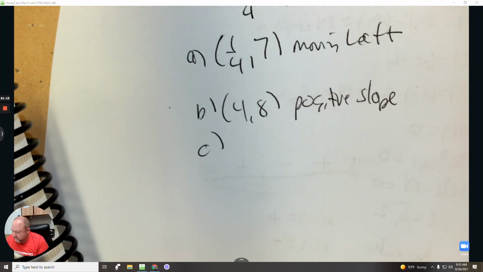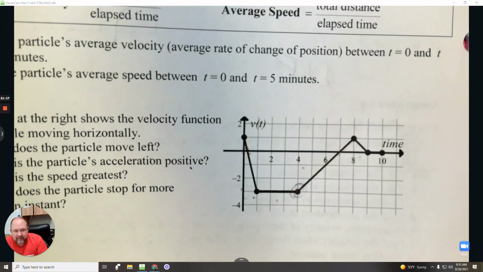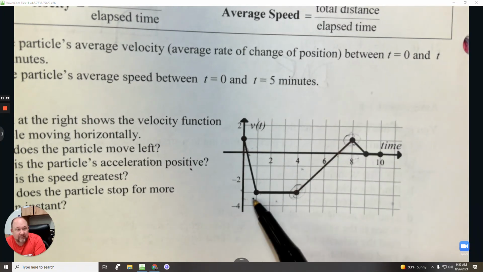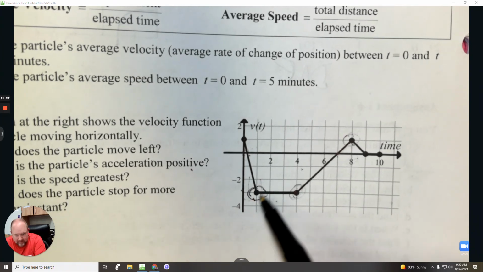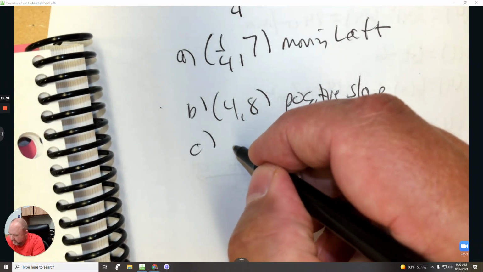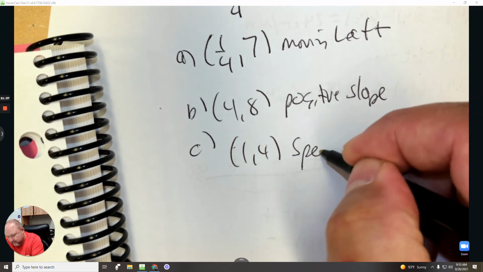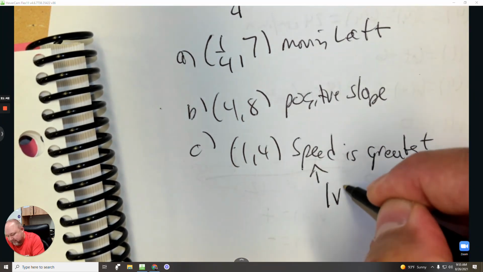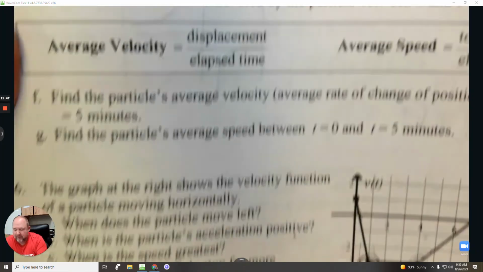And then C, when is the speed the greatest? So speed is the absolute value of velocity. So here we have the answer 1. Down here we have the answer -3. But the absolute value of that makes it +3. And that's when the speed is the greatest. So when is the speed the greatest? Between 1 and 4. And to remind yourself, that's the absolute value of velocity. So we're just changing the negative to a positive number.